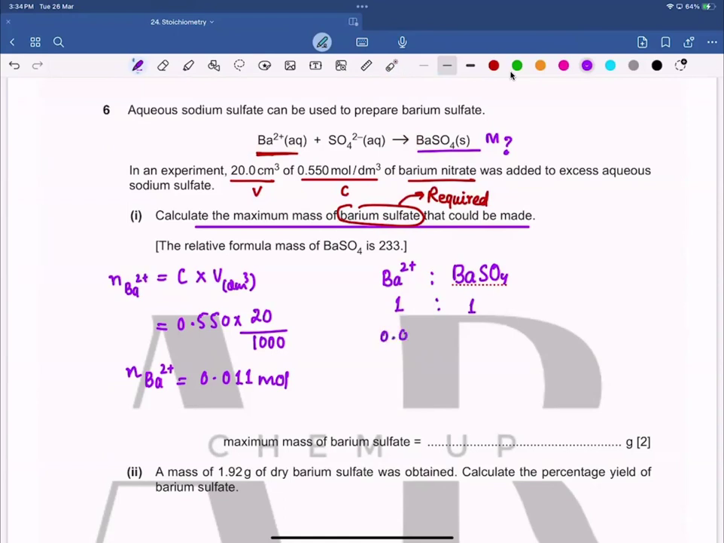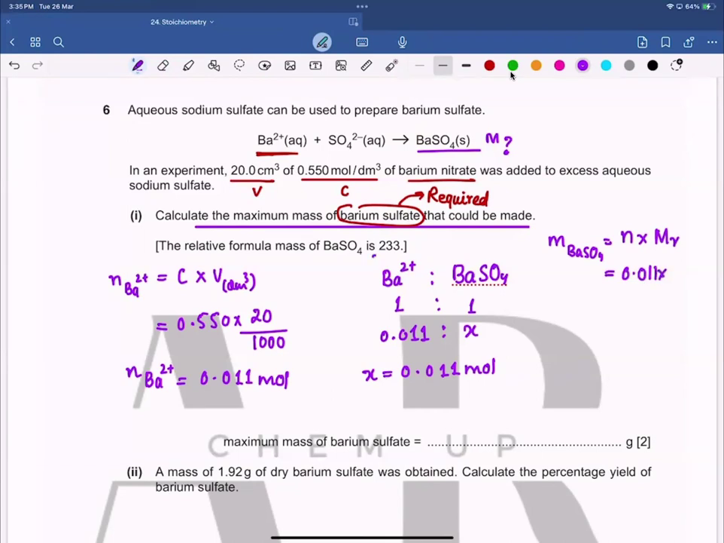So the barium ions are 0.011:X. If I find the value of X, it is 0.011 mole. So I got the moles of barium sulfate. Now what I need to do is convert these moles into mass. To find the mass, if you recall, you are given the moles, so you have to multiply those moles with the MR. So the moles I have are 0.011 and the MR is written over here, the relative formula mass, 233. So that is the maximum mass of barium sulfate that can be produced.